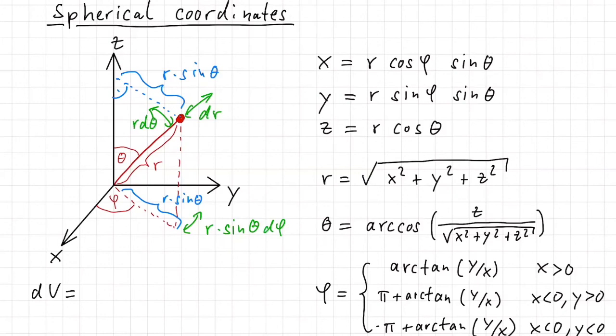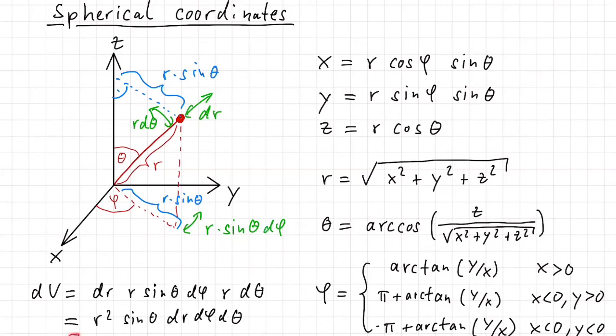And there we see that we now have dr times r sine theta d phi times r d theta, which gives us in total r squared sine theta dr d phi d theta. And that is the final expression that we have for the volume element.